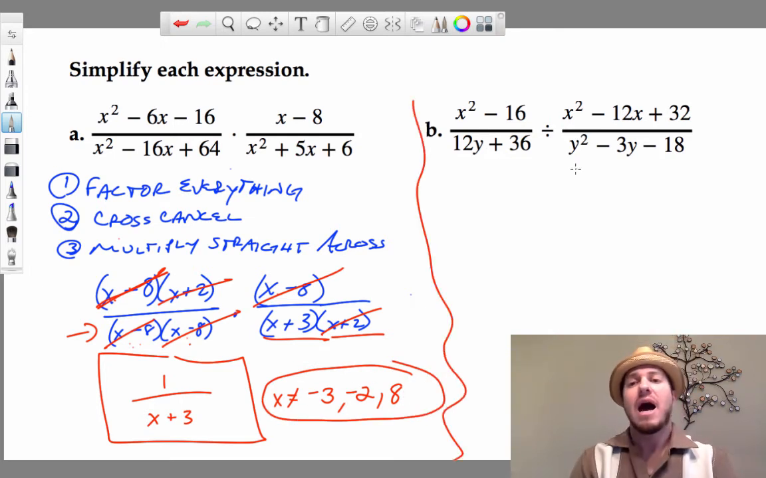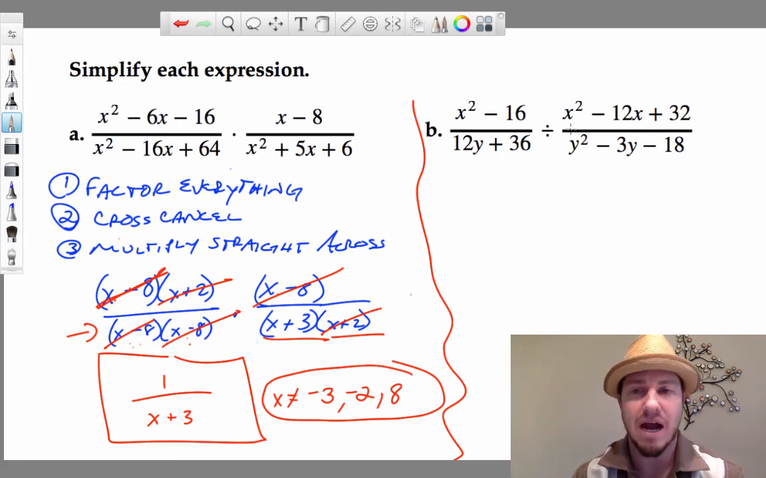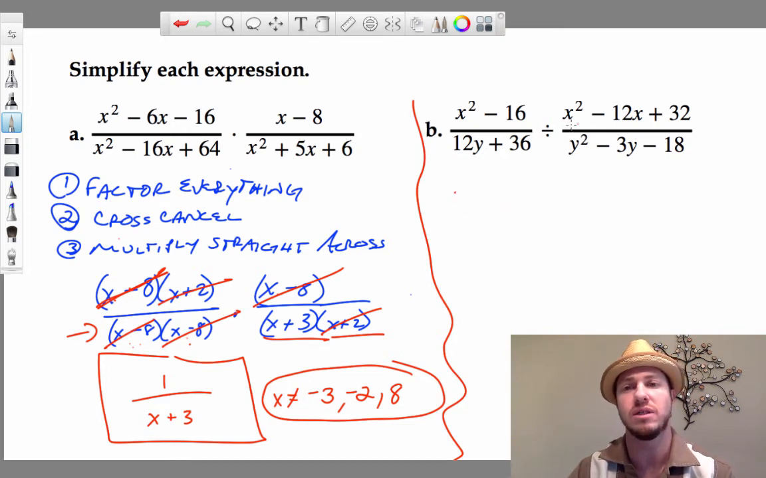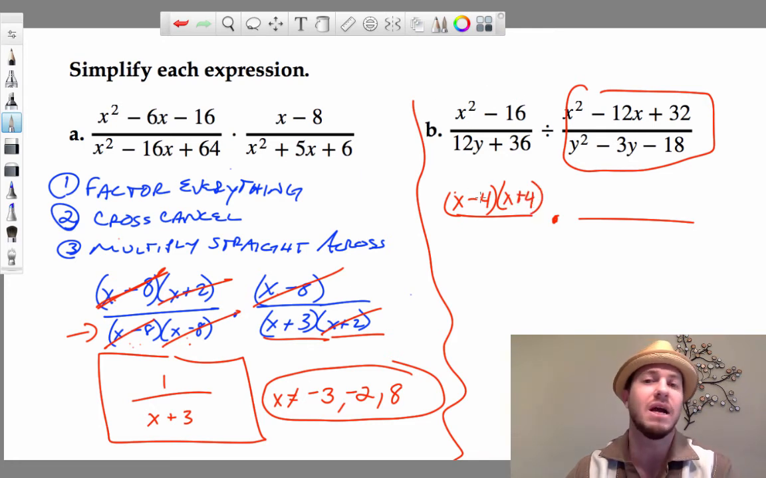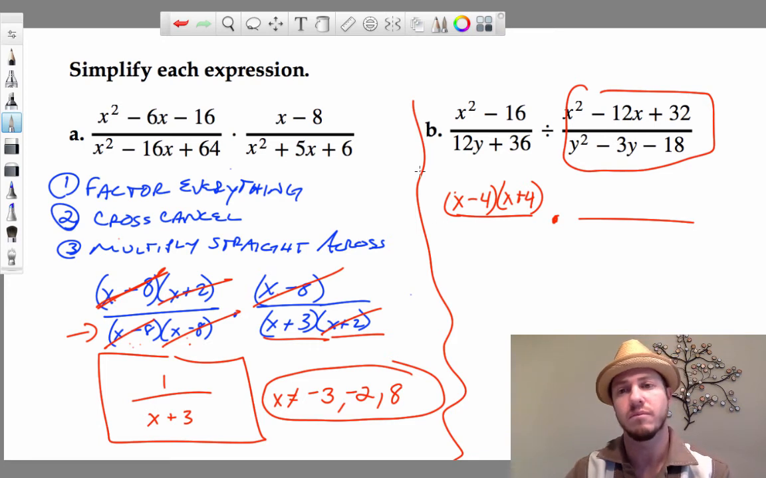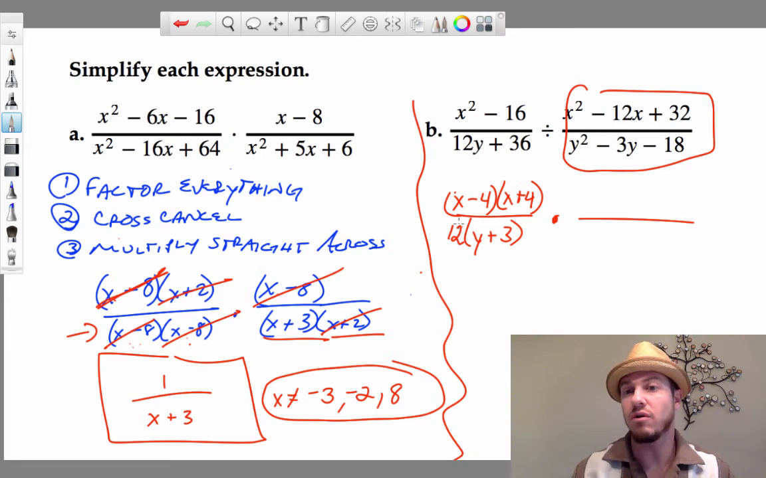And in this case, I'm dividing these rational expressions. And just like the last one, whenever you're dividing by a fraction, we're going to multiply by its reciprocal. So I'm going to flip this one and multiply by its reciprocal, but I'm also going to factor them kind of in the same step. So this numerator becomes x minus 4 times x plus 4. It's the difference of squares. And this one I can actually factor out a 12 as the greatest common factor.